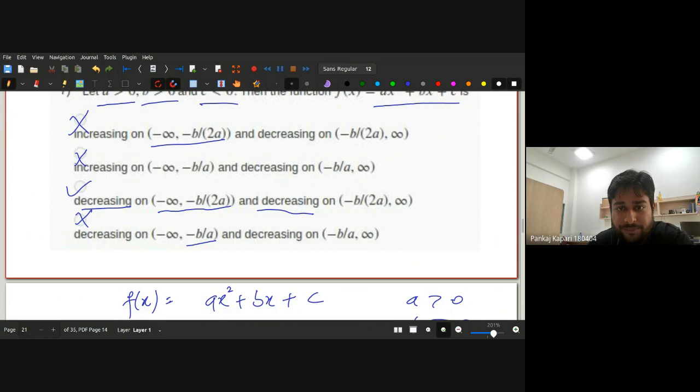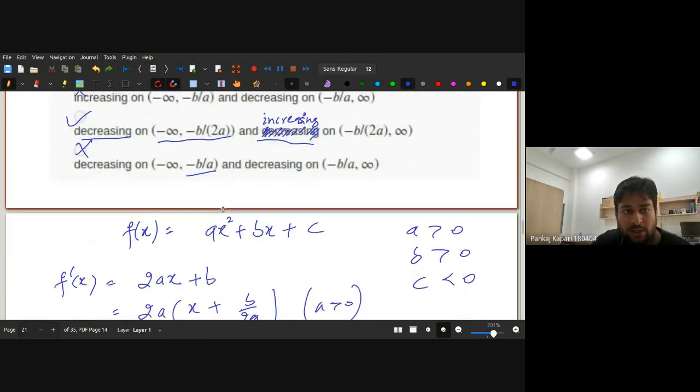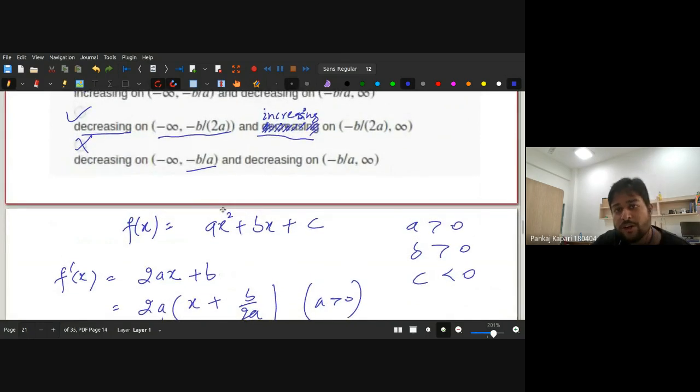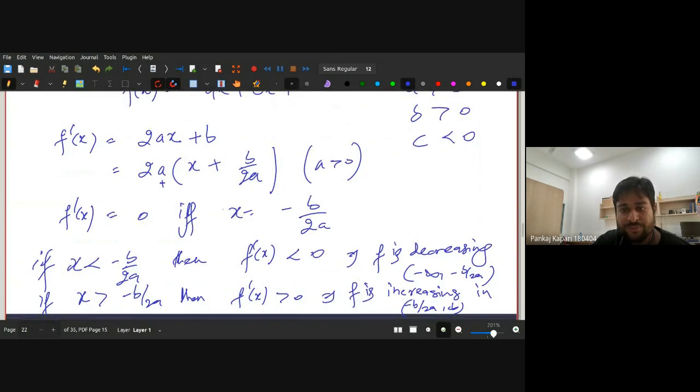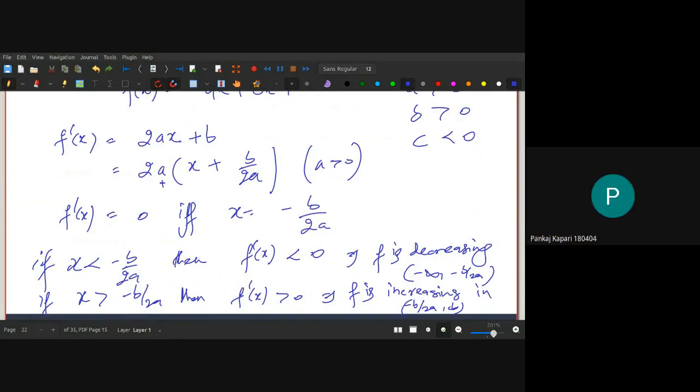I think this is the typo. This is increasing. Okay, so option C is correct. On the left of minus b over 2a, the function is decreasing, and on the right of minus b over 2a, the function is increasing. So option C is correct. So any questions?